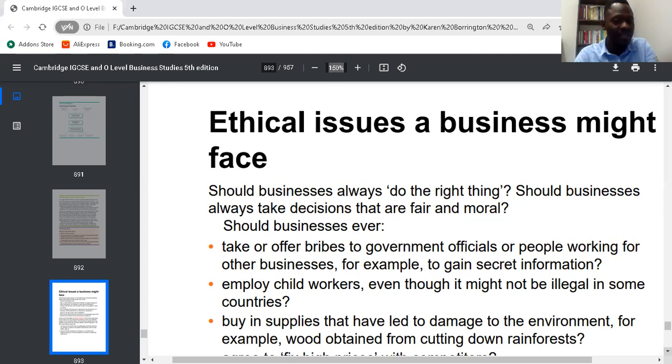Like I said earlier, ethical issues are basically the principles to know what is right and wrong. Should businesses continue to do this? That's the point. Should businesses ever take or offer bribes to government officials or people working for other businesses, for example, to gain secret information? No. If this is happening, it is unethical.